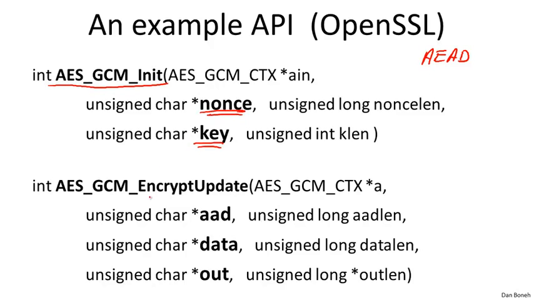After initialization, you would call this encrypt function, where you see that you give it the associated data that's going to be authenticated but not encrypted. You give it data that's going to be both authenticated and encrypted, and it gives you back the full ciphertext, which is an encryption of the data, but of course does not include the AAD, because the AAD is going to be sent in the clear.